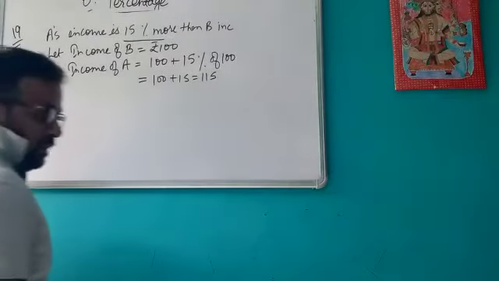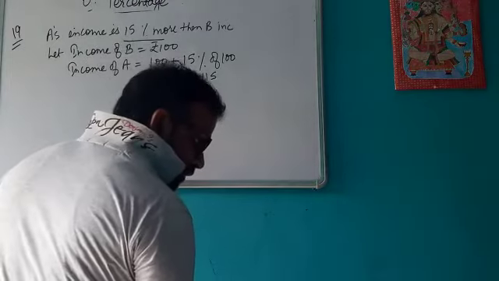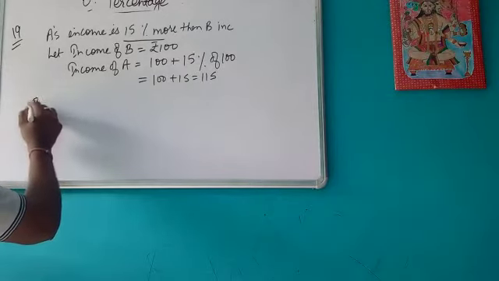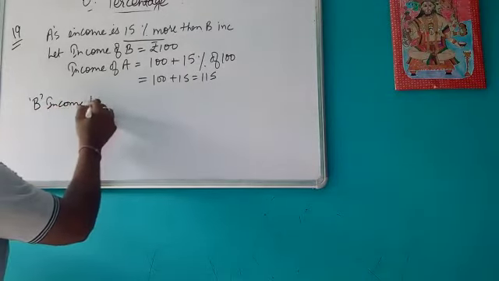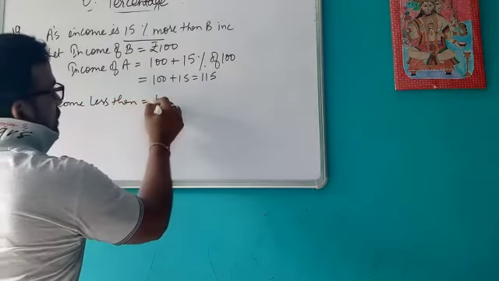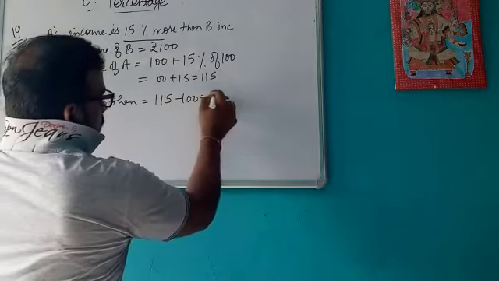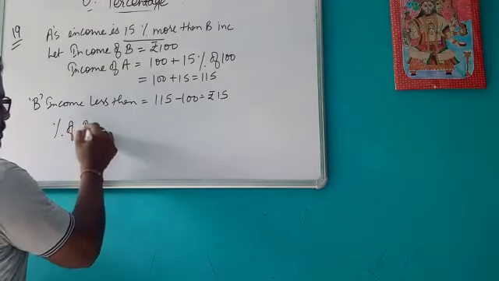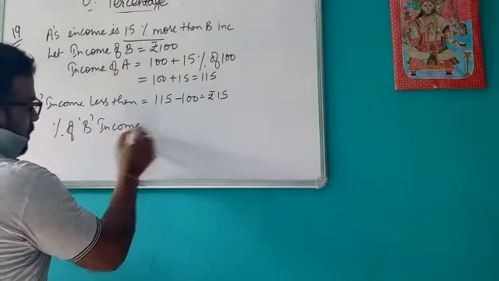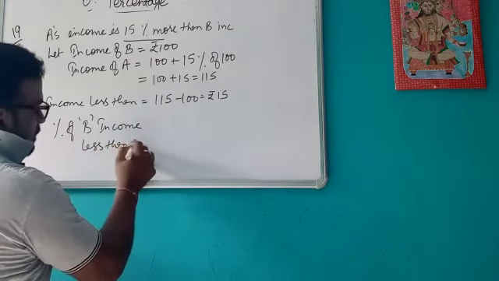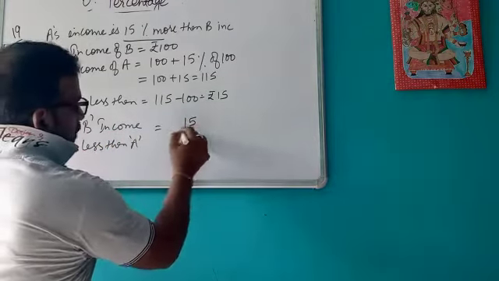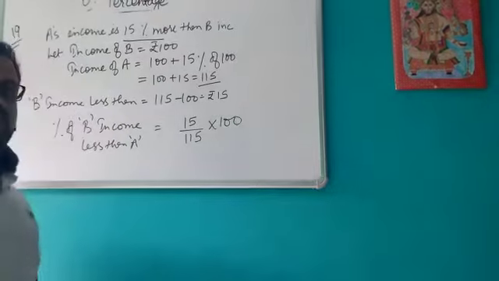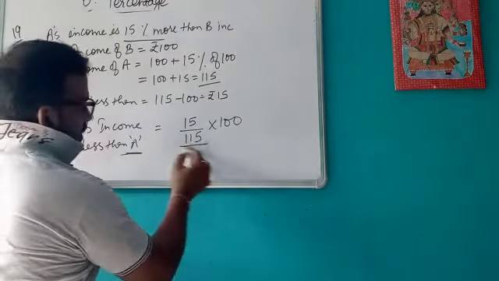Now we have to calculate by what percent B's income is less than A's income. So first we will calculate how much B's income is less than A. How much is it less? 15 rupees. Okay, 15 rupees it is less. Now we have to calculate the percent of B's income that is less than A's income. So that means 15, and what was A's income? 115 into 100. Okay, so whatever is the base, that base we will take in the denominator.